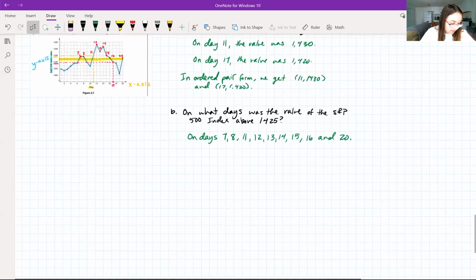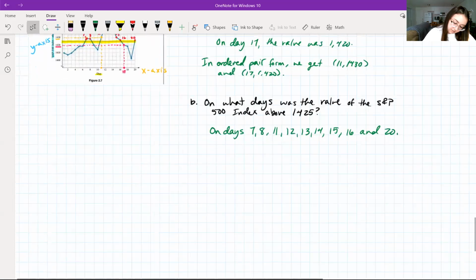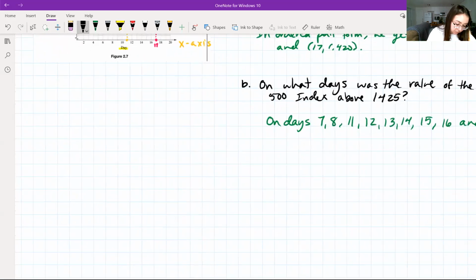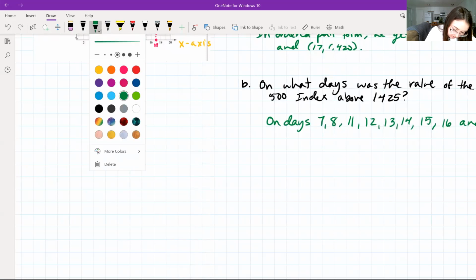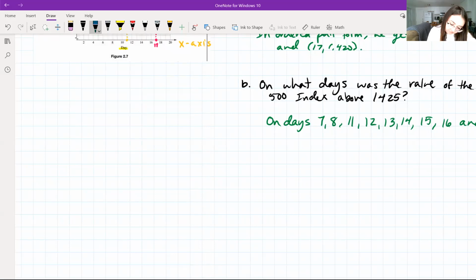Then our last section here is, or not a section, it's just an example. We're going to do one last example, which will be, pick a color. Let's do this navy blue color. So we'll do example 4, and this is going to be example 8 in your book.